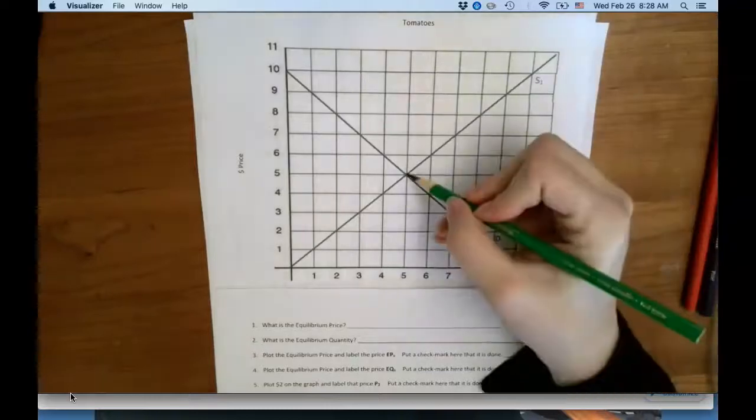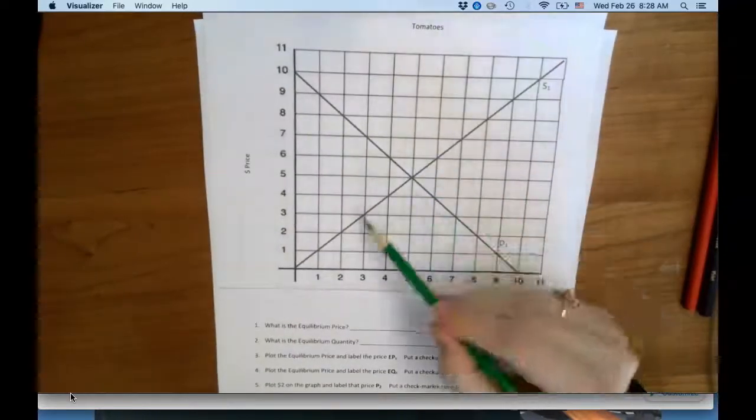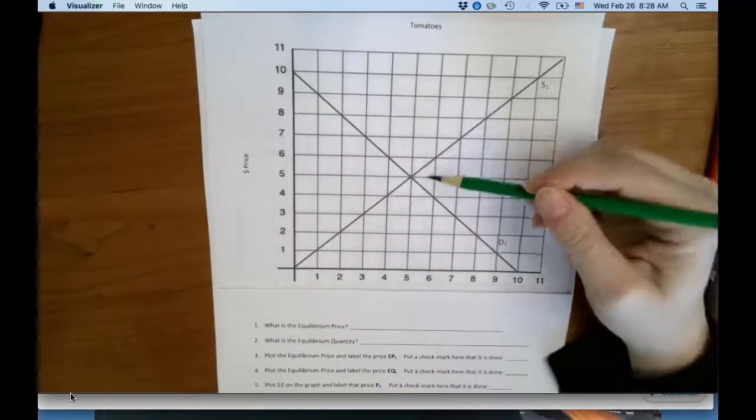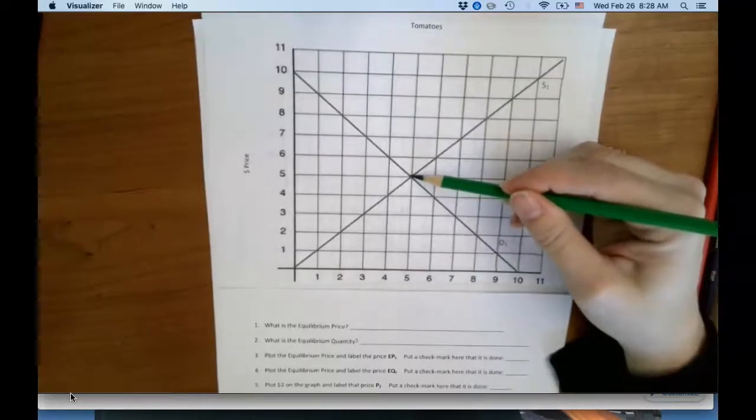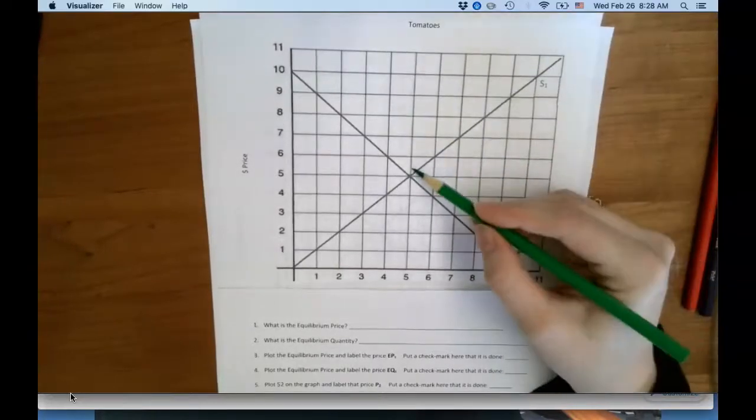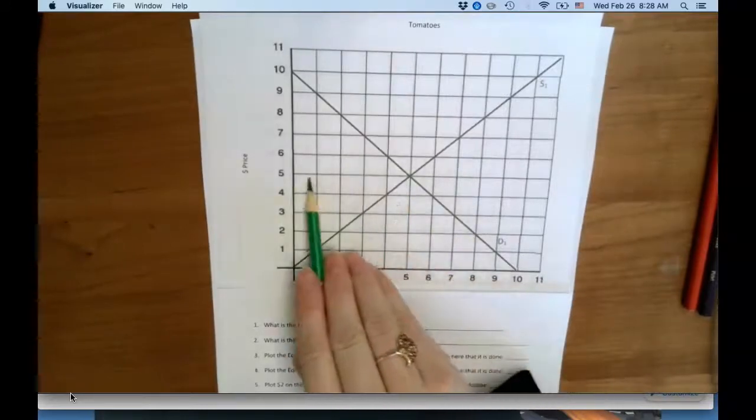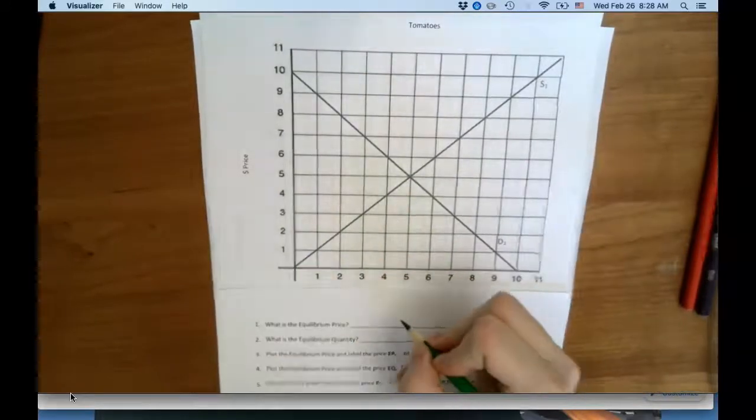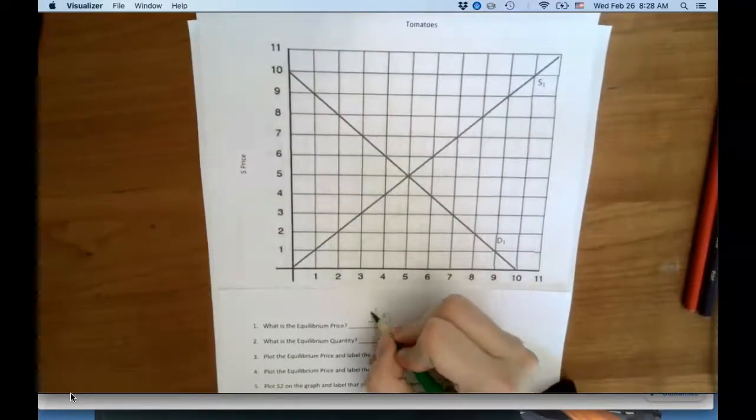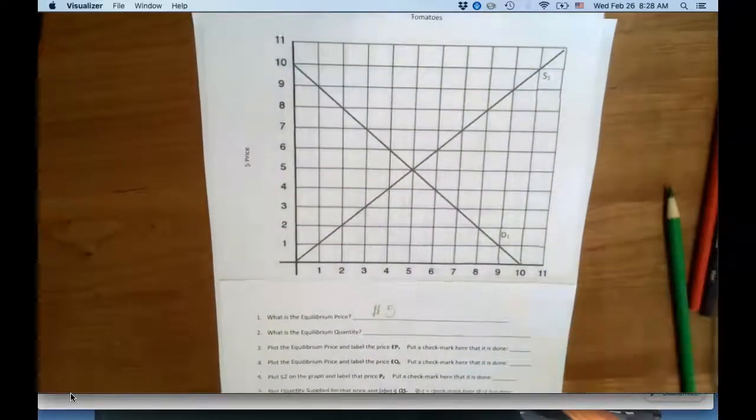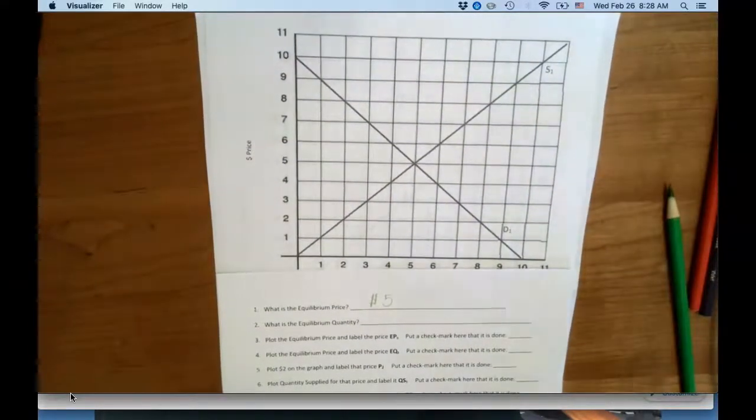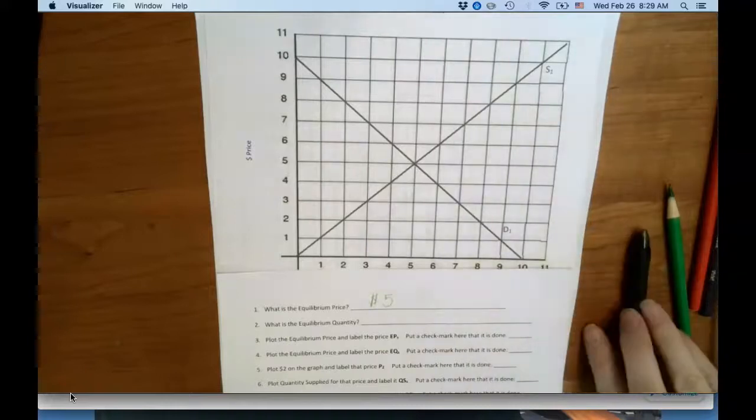Okay, we can see the equilibrium price is where the demand curve and the supply curve intersect. So this is the equilibrium price. So equilibrium price, therefore, is $5. So I'm going to put that in my answer. Okay, then what is the equilibrium quantity?